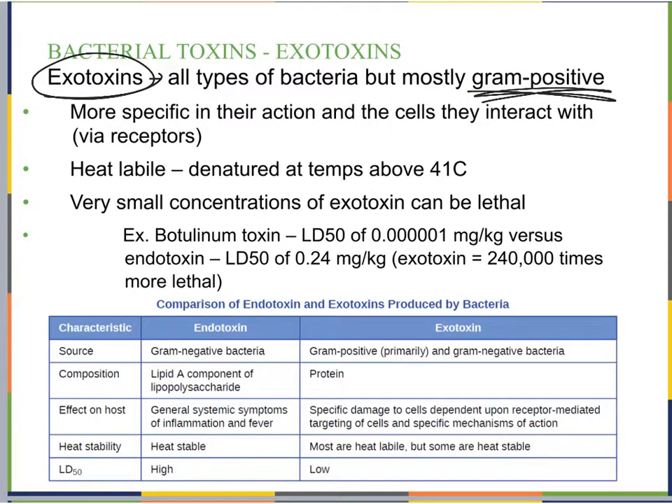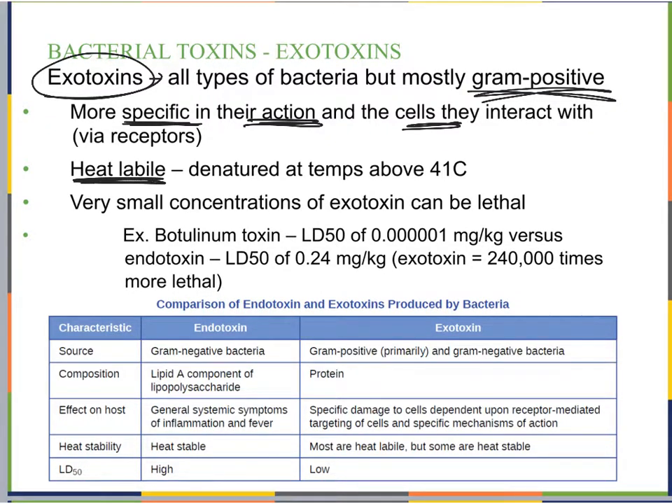Exotoxins are ones that we typically see in gram-positive bacteria. So these toxins are more specific. The lipopolysaccharide, or the lipid A, is in all gram-negative bacteria. That's part of their cell wall, part of their plasma membrane. The exotoxins are going to be more specific, and different types of gram-positive bacteria are going to have different types of exotoxins. So they're more specific in their action and in the cells that they interact with. They are going to be interacting with those receptors.